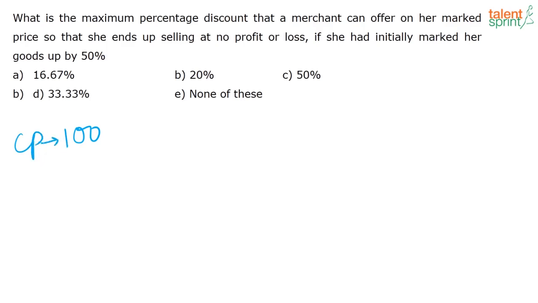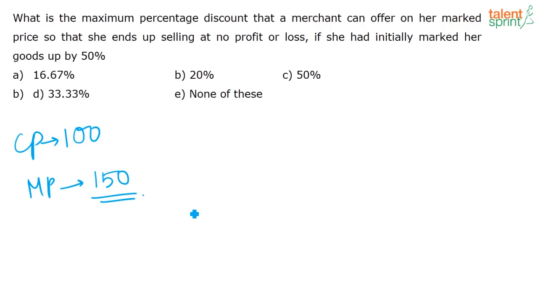So let the cost price of the article be 100. Okay, so what is the marked price? He has marked it up by 50%, correct? So his marked price is going to be 150. Okay, now what are they asking? What is the maximum discount that he can offer on the marked price so that there is no loss or no profit?